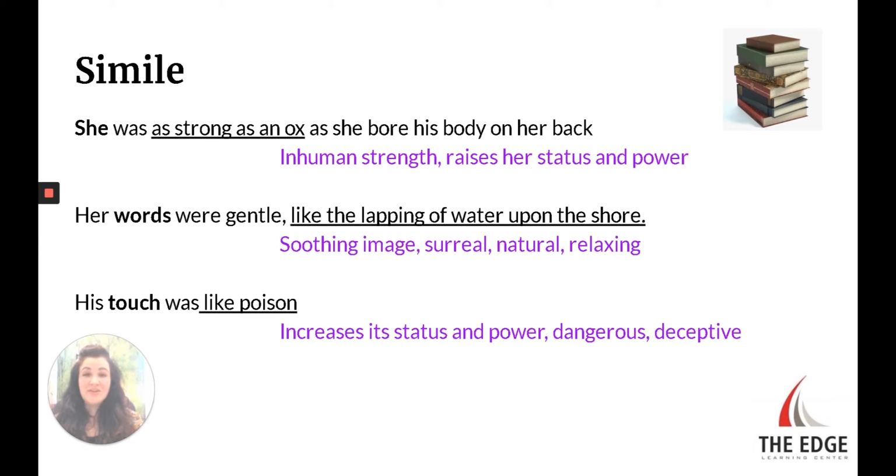Here, that is actually increasing her status. It is making her sound more powerful, more dangerous, more capable of performing this task. It might also suggest some other depersonifying qualities, such as her being focused on the work, her being committed to it and able to perform it.